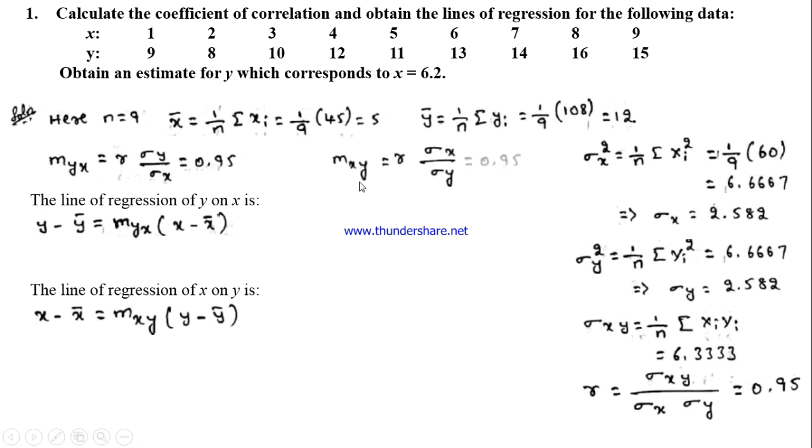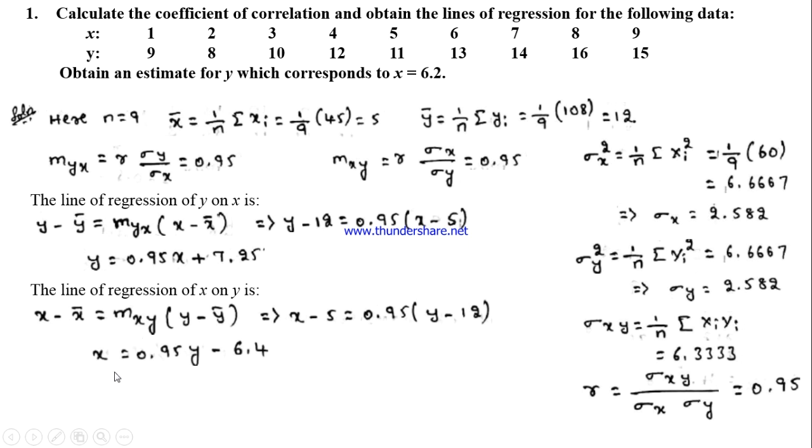Same thing happens even with mxy. We can substitute them in these two equations. Now the first equation will be in this form. Put it in the form of y is equal to ax plus b. So that is, take 12 to the right hand side and simplify this. So this is the regression line of y on x. This can be used to estimate the value of y. In the same lines, this equation gives x is equal to 0.95y minus 6.4. This equation will help us in estimating the best value of x for the specified value of y.